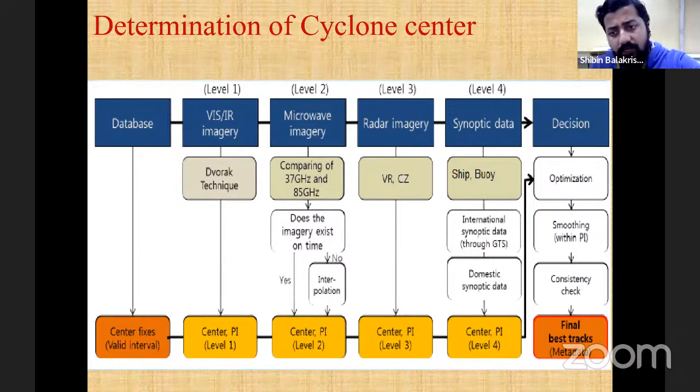Synoptic data is information obtained from ships or buoys in the deep ocean, or when the system is near the coastline. Based on all this information, we optimize a particular center and come up with the intensity, or the center of the cyclone.